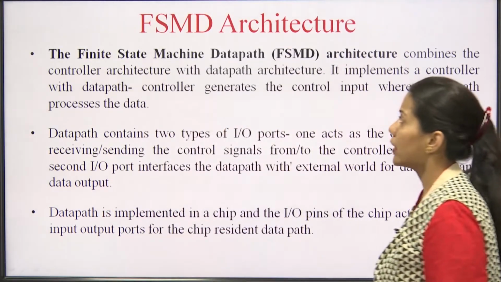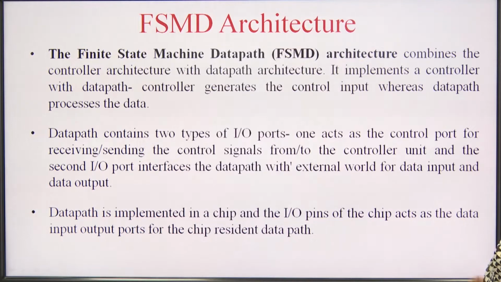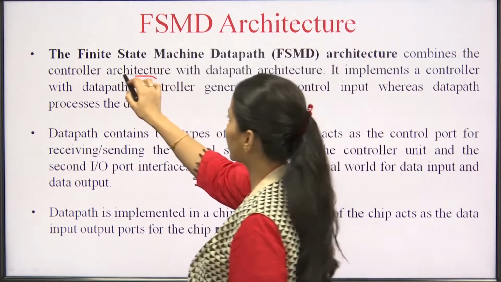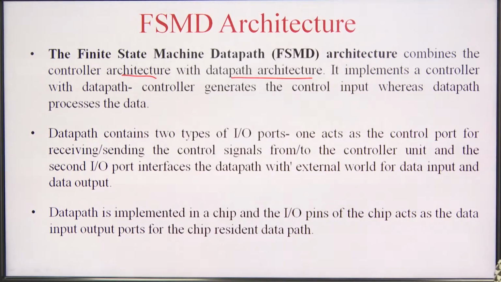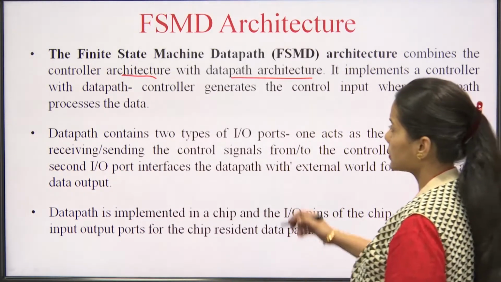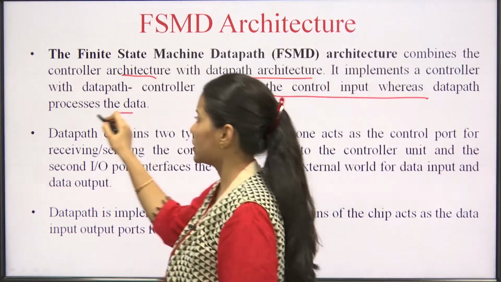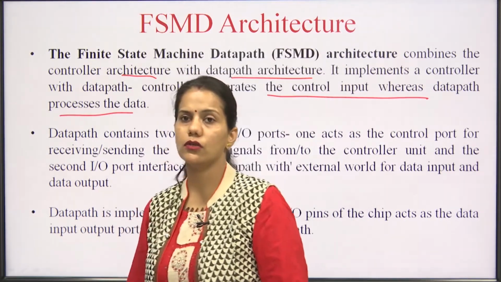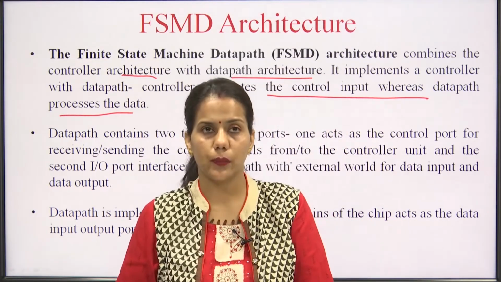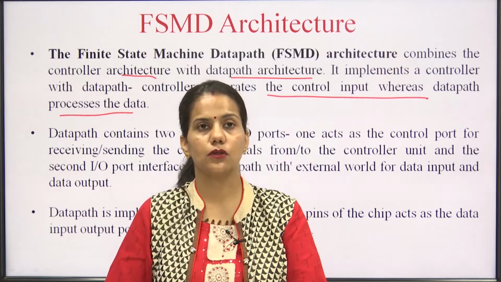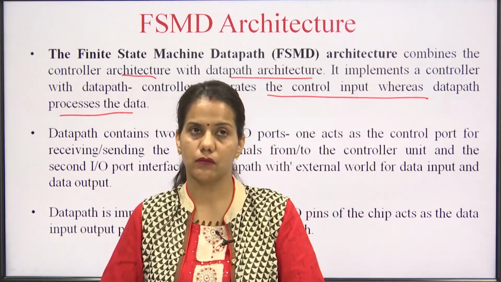When we talk about the FSMD architecture, that is the Finite State Machine Datapath Architecture, it combines the controller architecture with data path architecture. It implements a controller with data path, that is the controller generates the control input, whereas the data path processes the data. So, these 2 important units, the controller unit and the data path architecture, combine to process much more complex data.